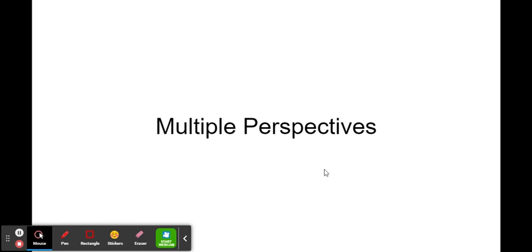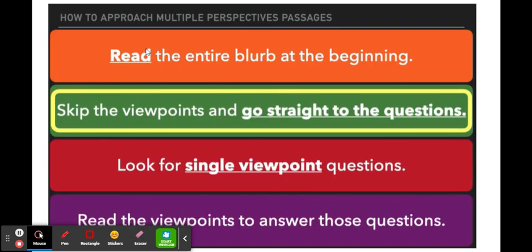Okay, so we're going to talk about the multiple perspectives question on the ACT science section. So here's what they're telling us. We should read the entire blurb at the top, skip the viewpoints and go straight to the questions. Look for the single viewpoint question and then read the viewpoints to answer that question. So that's what we're going to do.